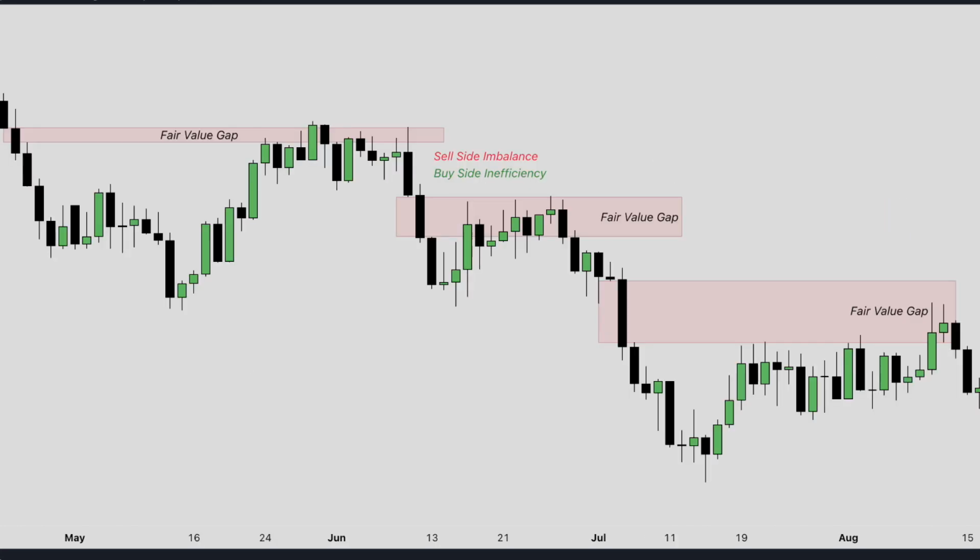In the case of sell side, we will have sell side imbalance and buy side inefficiency because price only offers to the sell side. Usually we can use these fair value gaps to look for our entry setups. Whenever we have fair value gaps, price will likely fill these gaps because price is always drawing to liquidity and imbalance. The market always wants to deliver price efficiently.